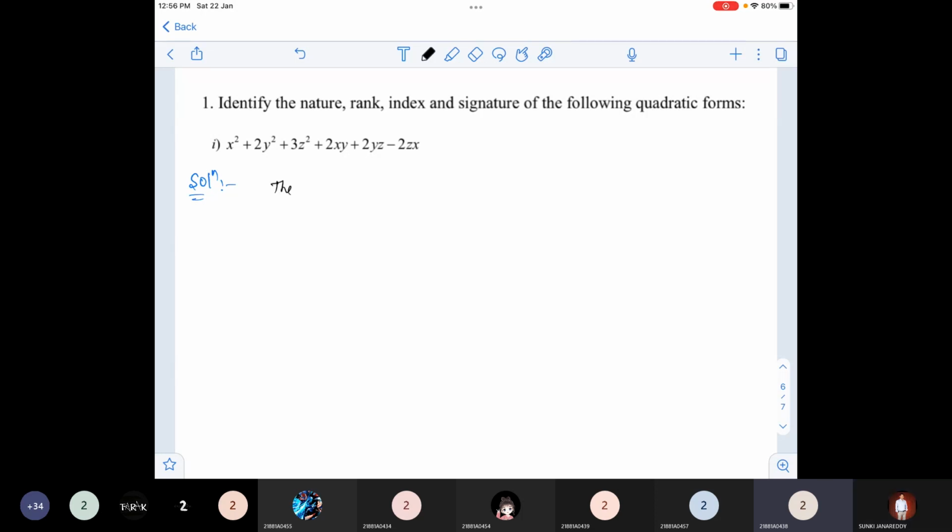The matrix of the quadratic form is capital A is equal to, tell me, capital A is equal to, you should tell.